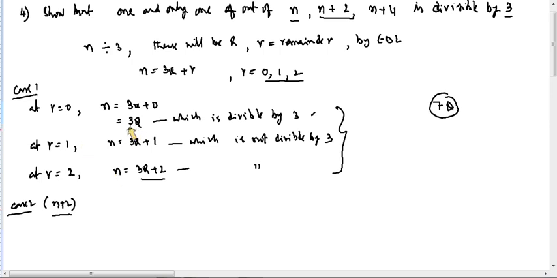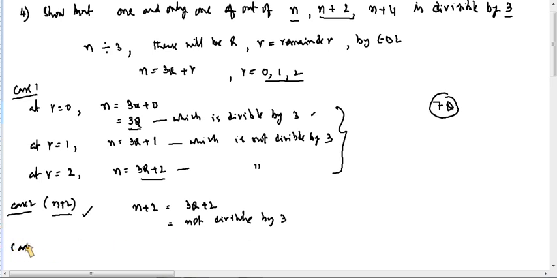In this case, only 3q is divisible, so let us understand n plus 2, which is equal to 3q plus 2. So 3q plus 2, 3 cannot be taken as common, therefore it is not divisible by 3, because you cannot have 3 as a factor in this. So therefore n plus 2 is not divisible by 3.